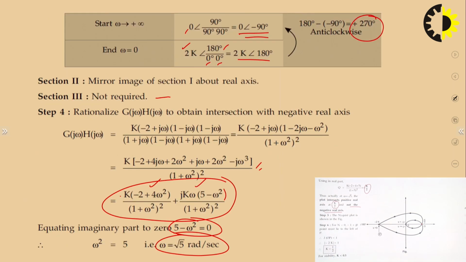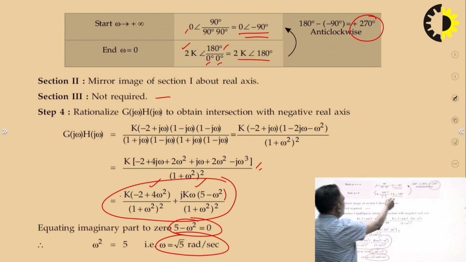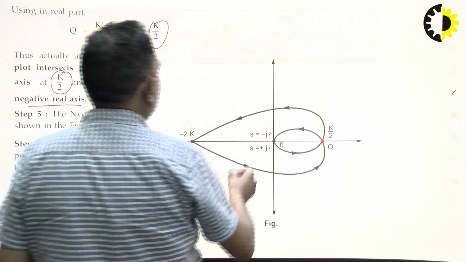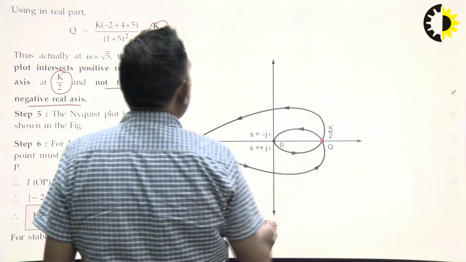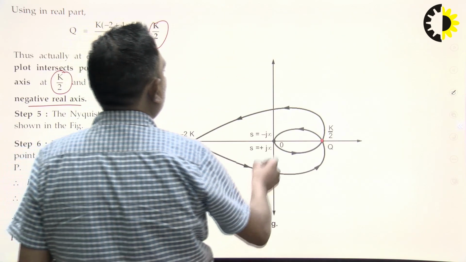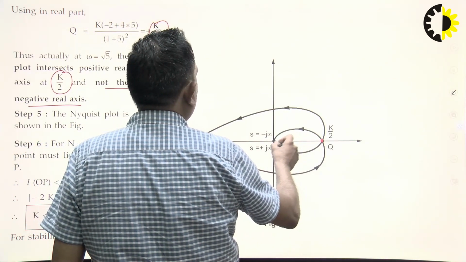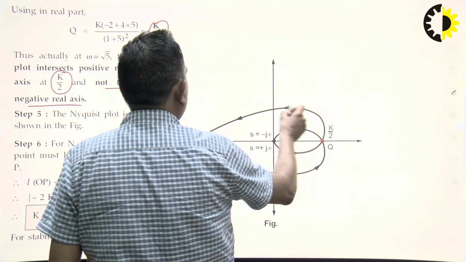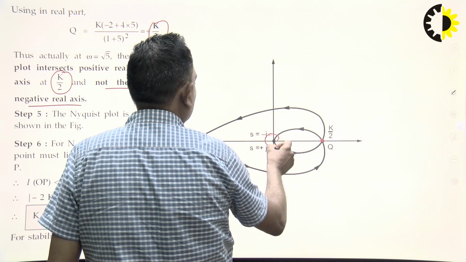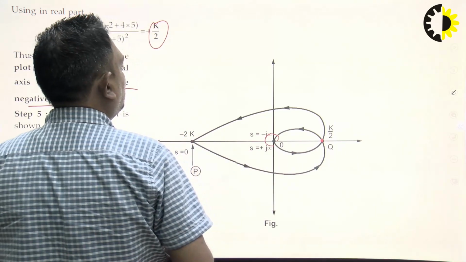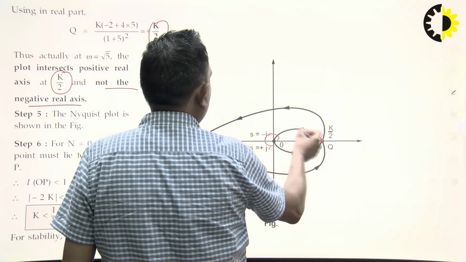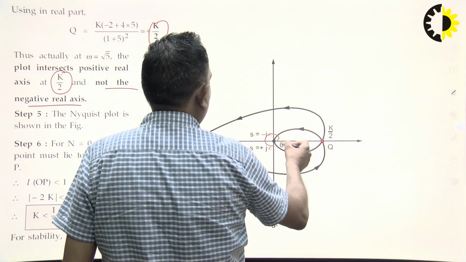Like you can see, the first value is 0 and then 2k. Angle of rotation is plus 270. That is, from 0 to 2k, the angle is plus 270. Plus 270 means you have to make a plot like this. So that's why this plot will start.